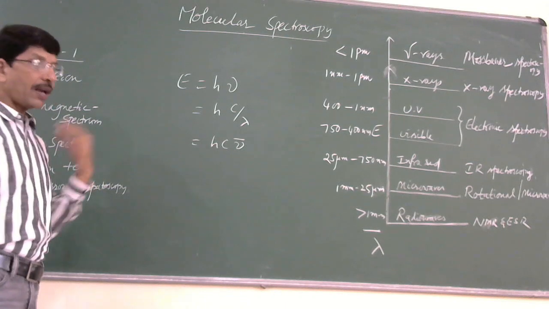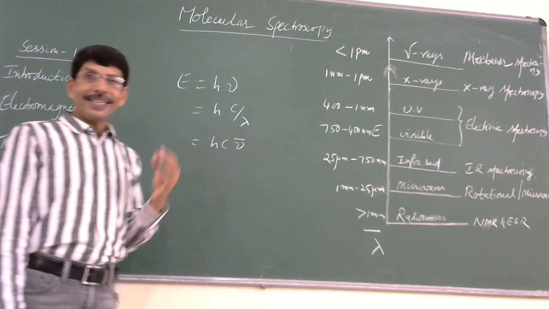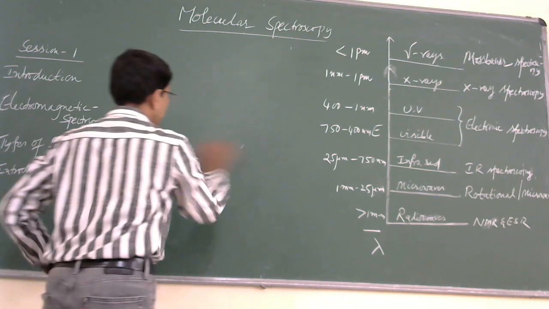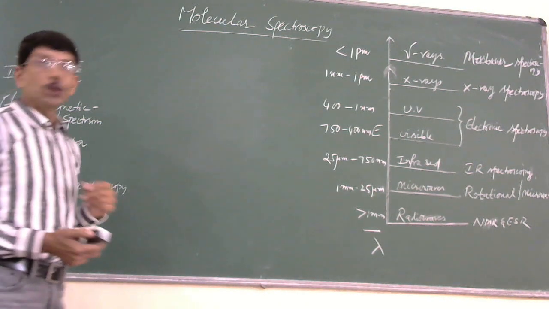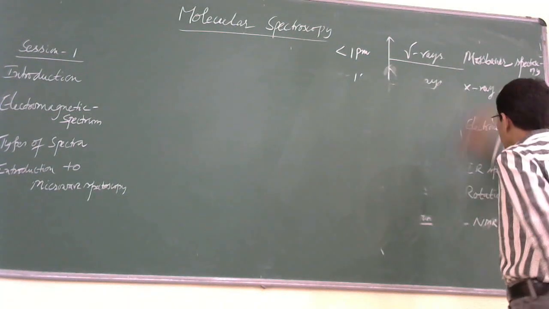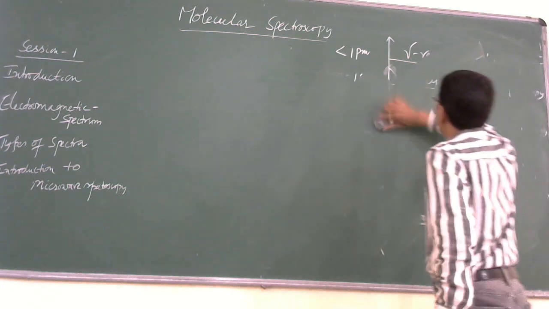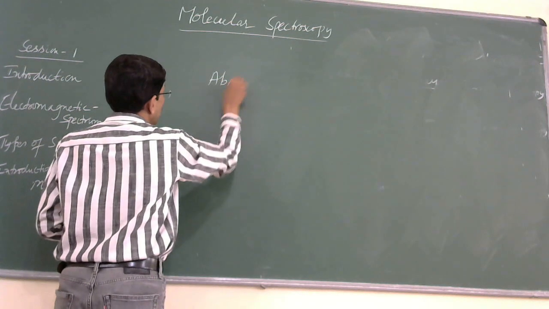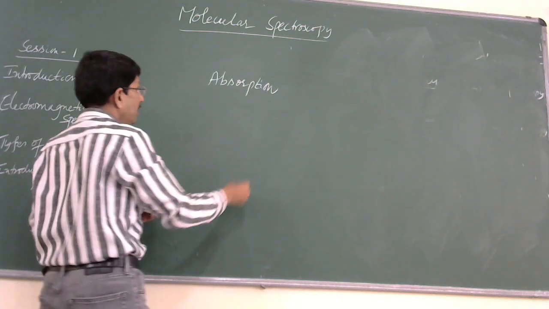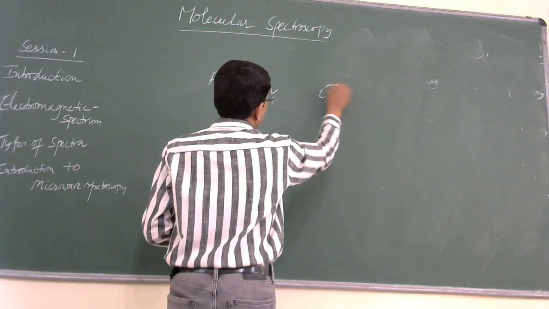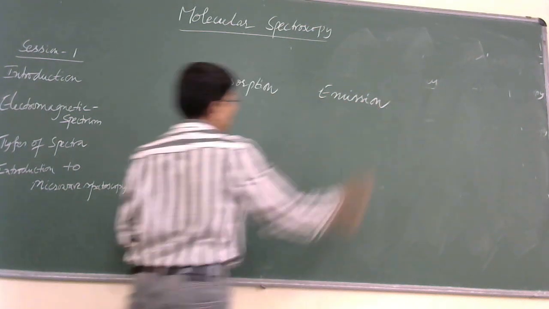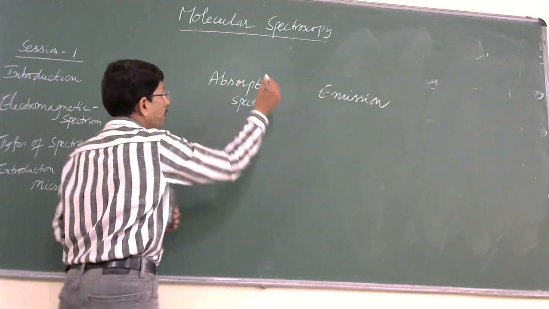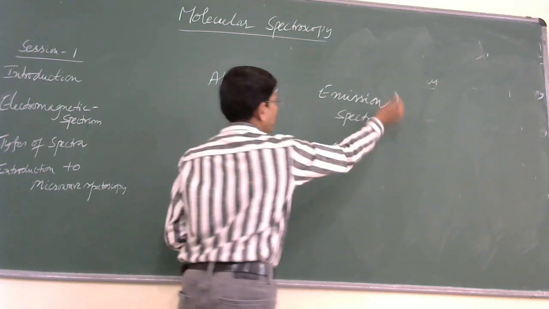So, once we have an idea of the different types of radiation and the different types of spectroscopic techniques, now let us see what different types of spectra we have. The spectra are classified in different ways. One of the ways of classification of the spectra is based on whether we are studying absorbed light or emitted light. Depending upon which radiation we are studying, we have two types of spectra, namely absorption spectra and emission spectra. This is one way of classification.